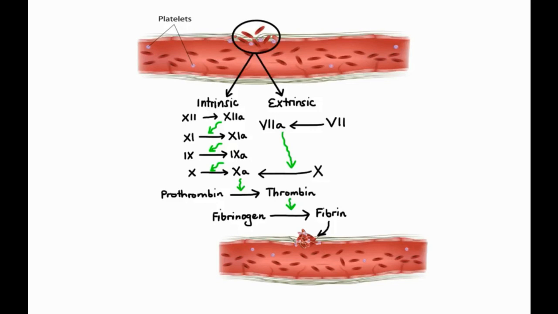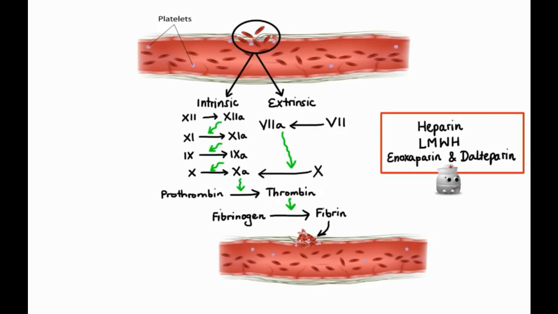Now we have talked about the intrinsic and extrinsic pathways, and this coagulation chain we have studied. The drugs which work against this coagulation chain are called anticoagulants, and the most widely used anticoagulant is commonly heparin. Some low molecular weight heparins, in short LMWH, are also being used, and examples of these are enoxaparin and dalteparin.